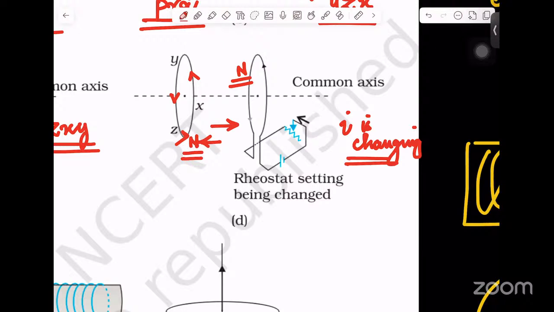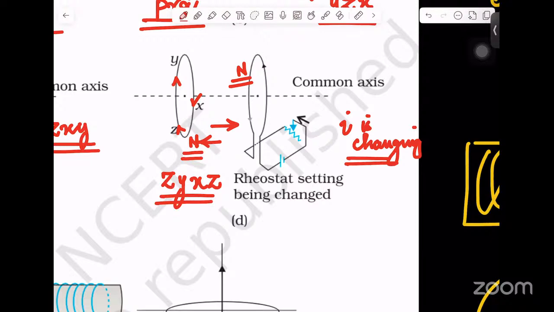So again, the sense of the current will be, no, from this side, if I see, it should be a clockwise sense, okay? So for anti-clockwise sense, it should be like this. So the sense of the current again would be Z, Y, X, Z. Okay, so I guess this is clear to everyone.